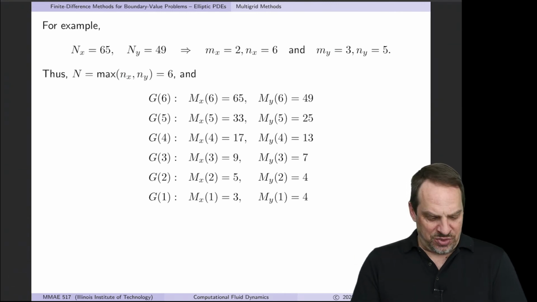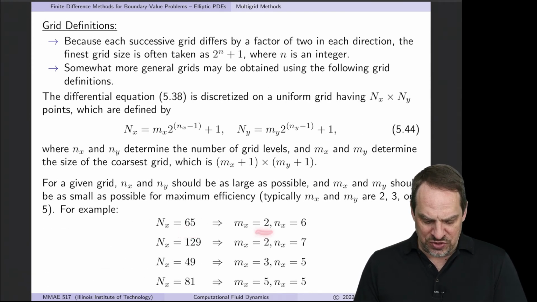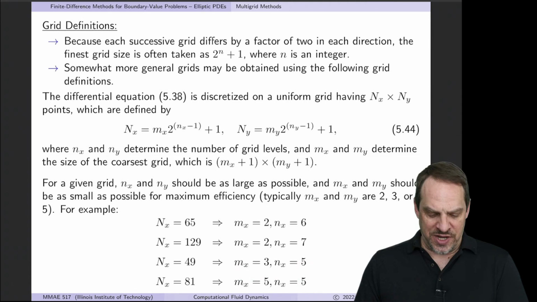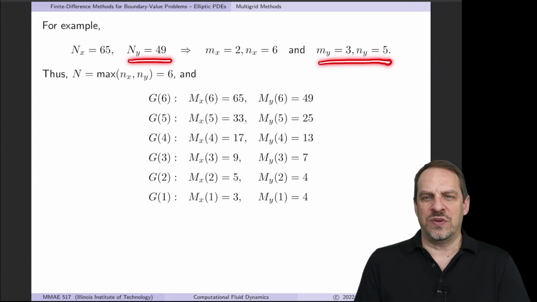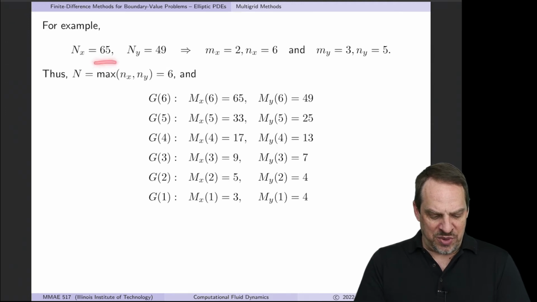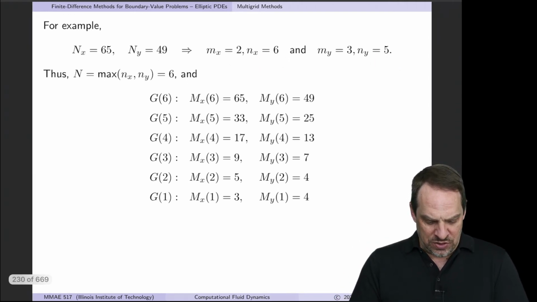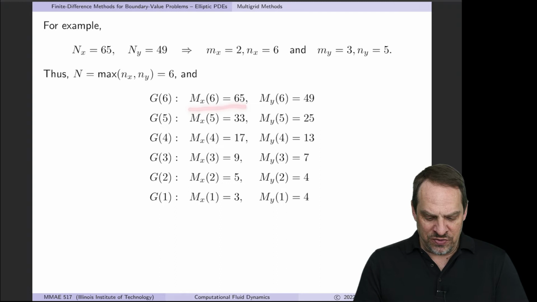Let's take a two-dimensional example. So let's say nx is equal to 65 and ny is 49. We saw back here for 65 we have m is 2 and n is 6, and for 49 we have m is 3 and n is 5. But what I want to show you is how we go from grid to grid as we go from the finest grid, which is 65 by 49, down to the coarsest grid. We have 6 and 5. The maximum of those is 6, so we have 6 grid levels, G1, 2, 3, 4, 5, 6, with G6 being the finest, which is 65 by 49.